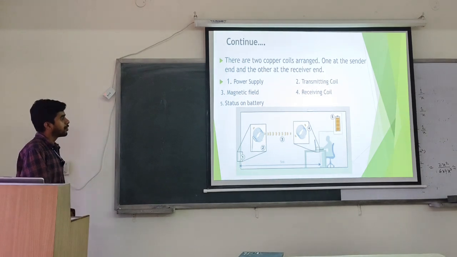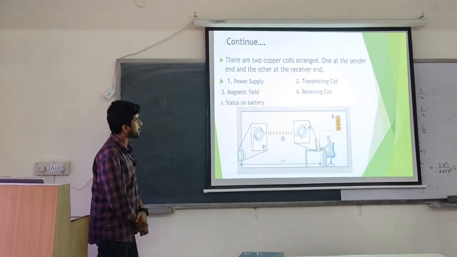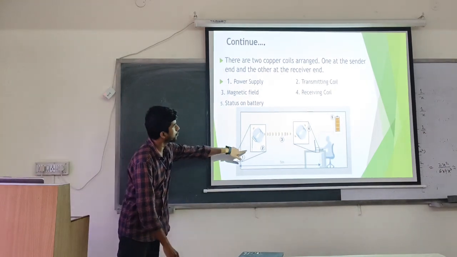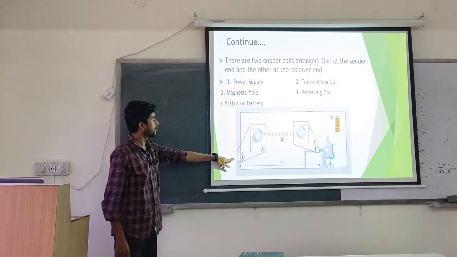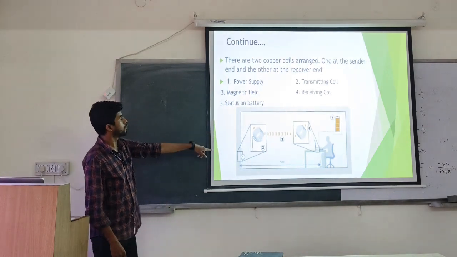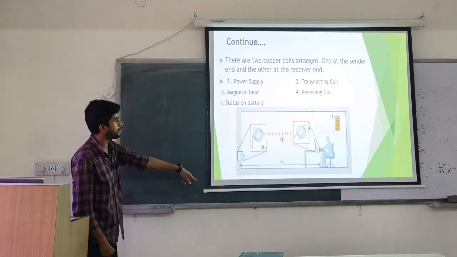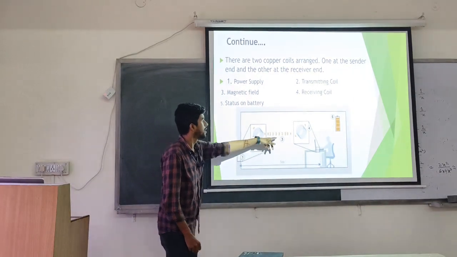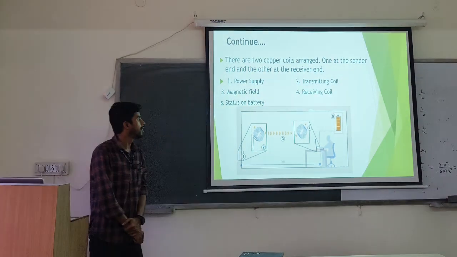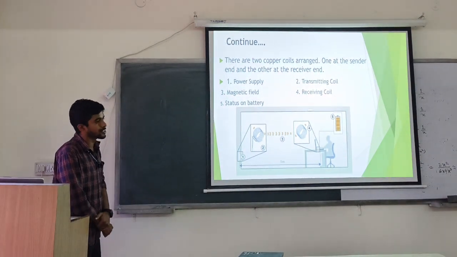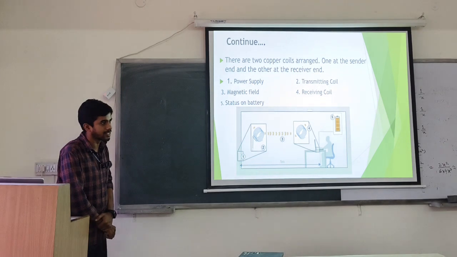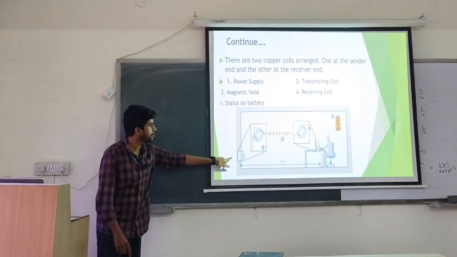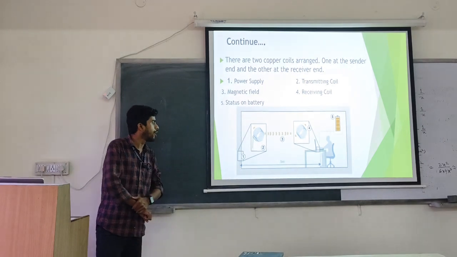I am going to explain the topic using this picture. Here there is numbering from 1 to 5. 1 is the power supply, then 2 is the transmitting coil, which is also known as the primary coil. Then these are the magnetic lines of force, the magnetic field lines, and this is the receiving coil. And 5 is the status of the battery, which shows that the laptop is still charging. Here the power source is connected to the primary coil.